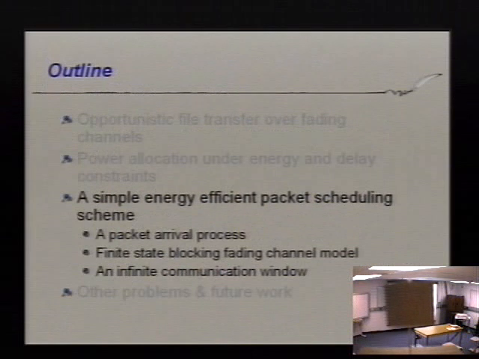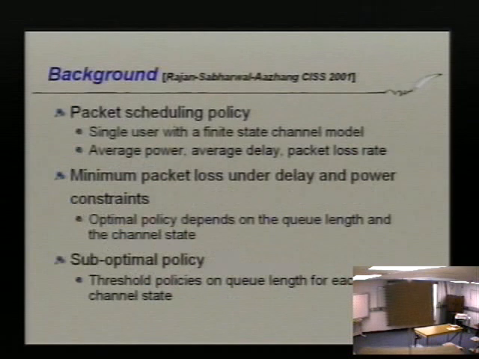The next problem I'm going to discuss is a scheduling problem for a packet-oriented wireless node, where certain arrival statistics are taken into consideration to capture the dynamics of the data source. We use a similar finite-state block fading channel model, and we consider the performance metrics averaged over an infinite communication window. Similar work has been done by Rajan, Sabharwal, and Aazhang at Rice University, who also consider a single-user system, and performance metrics include the average power, average buffer delay, and the packet loss rate.